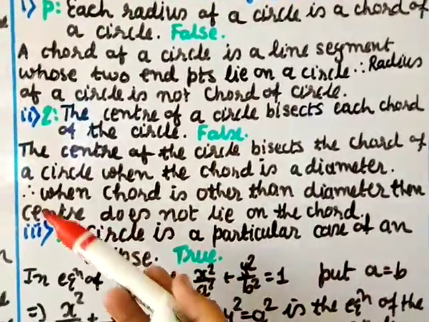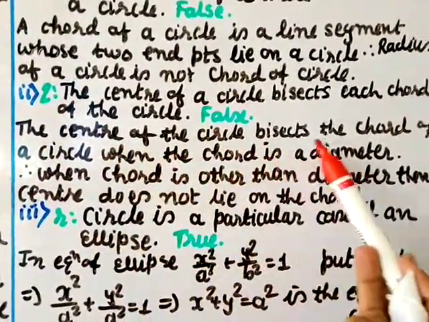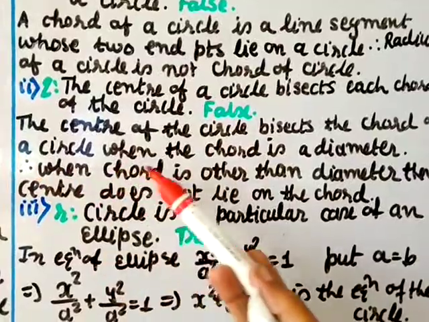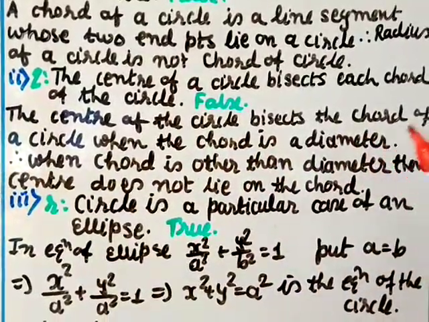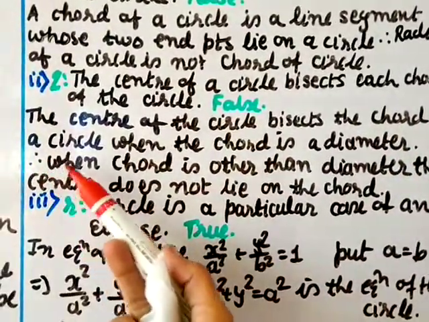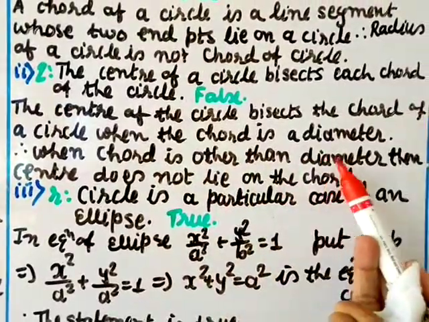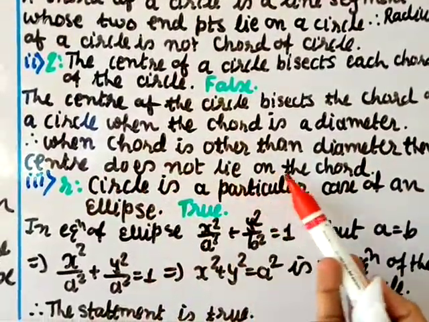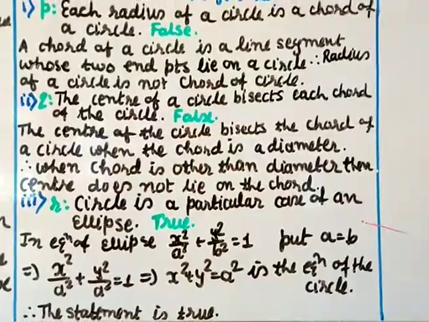And the reason I can give is: the center of the circle bisects the chord of a circle when the chord is a diameter, as I showed in the figure. When the chord is other than a diameter, then the center does not lie on the chord, and it is obvious that it does not bisect.